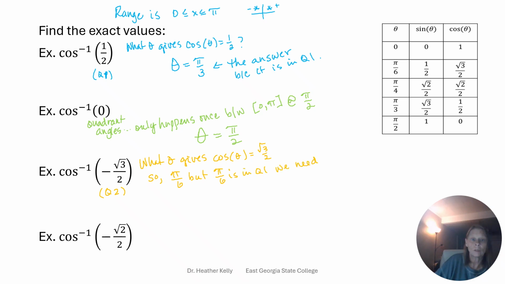We need quadrant 2. So let's look at that real quick. Let me just draw our little thing here. We've got 6, we're doing to the 6, so that's 12 pi over 6. This is 6 pi over 6. So if we need to be in quadrant 2 here, then theta is equal to 5 pi over 6.